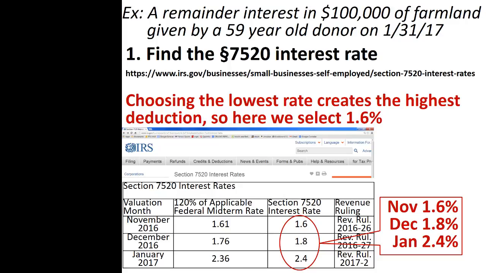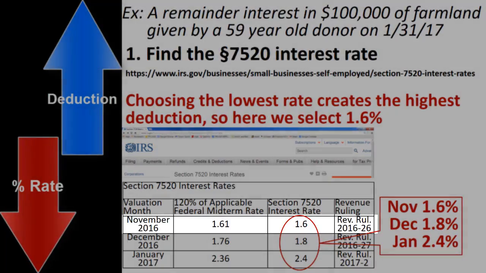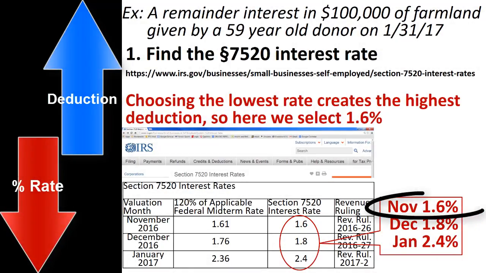Understanding the relationship between interest rates and the charitable deduction for gifts of remainder interest results in selecting the lowest available interest rate from the Section 7520 table in the current or previous 2 months. In this example, the lowest interest rate is 1.6%. Consequently, we will use 1.6% as the interest rate for all subsequent calculations in this example.